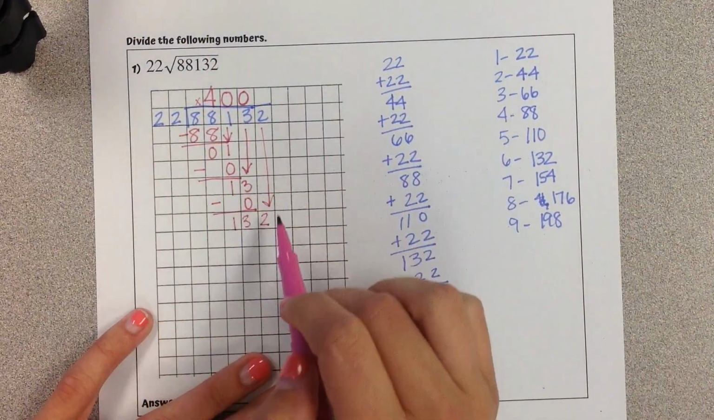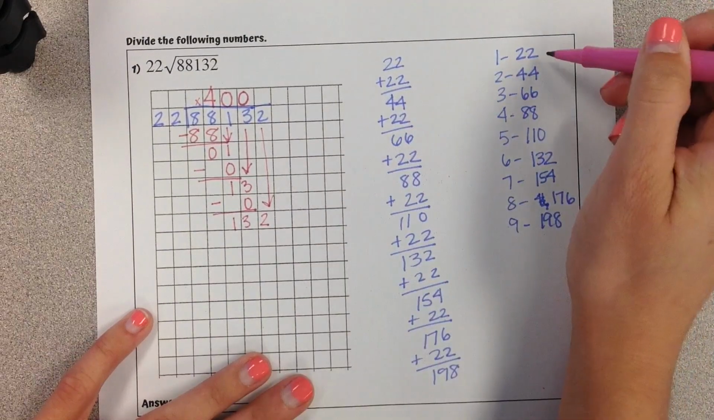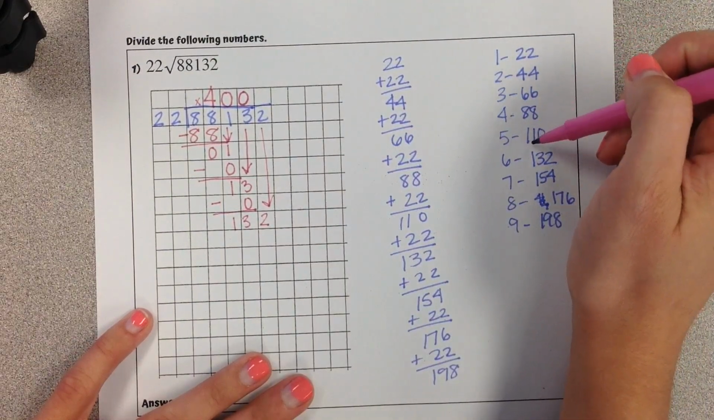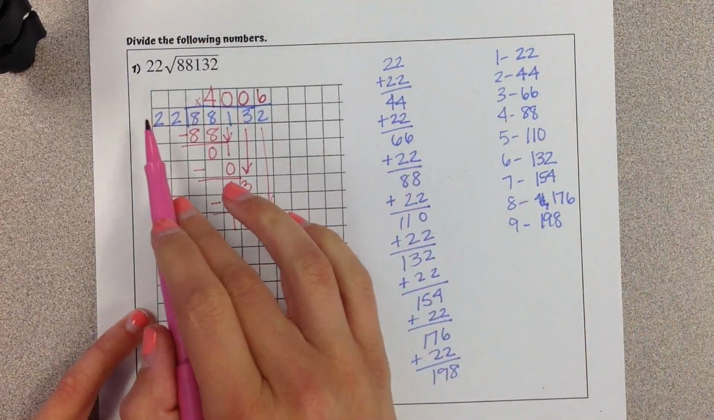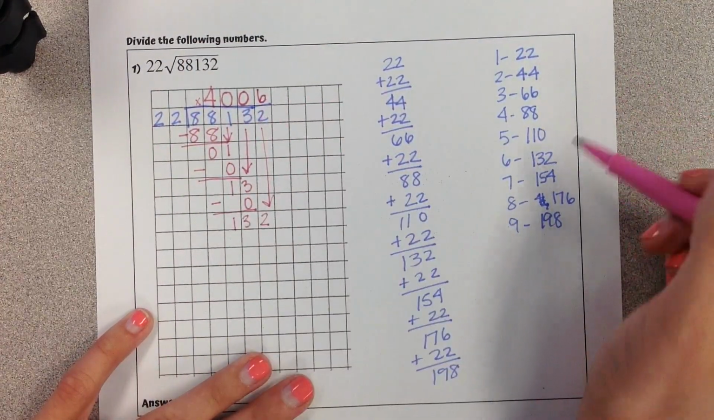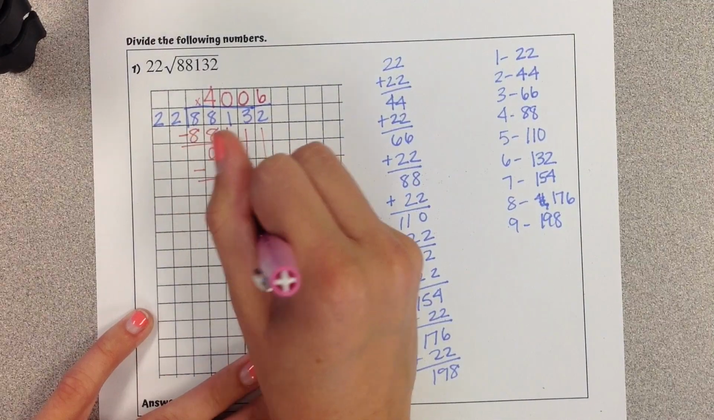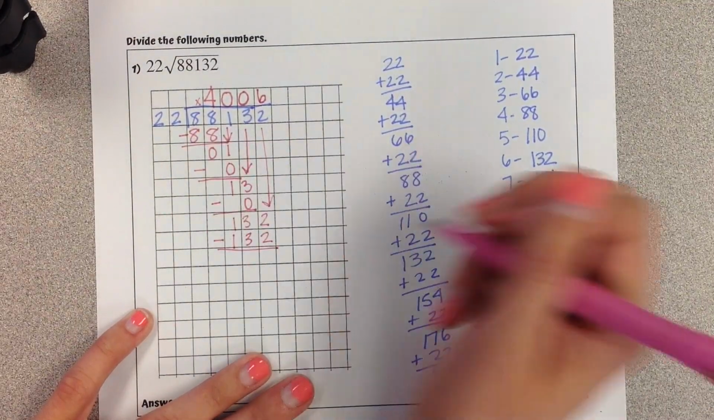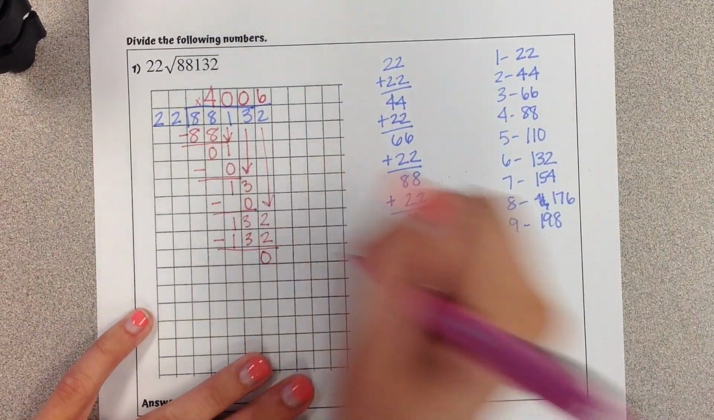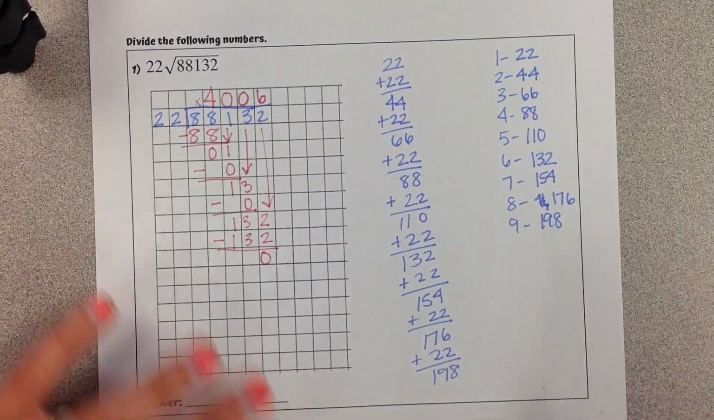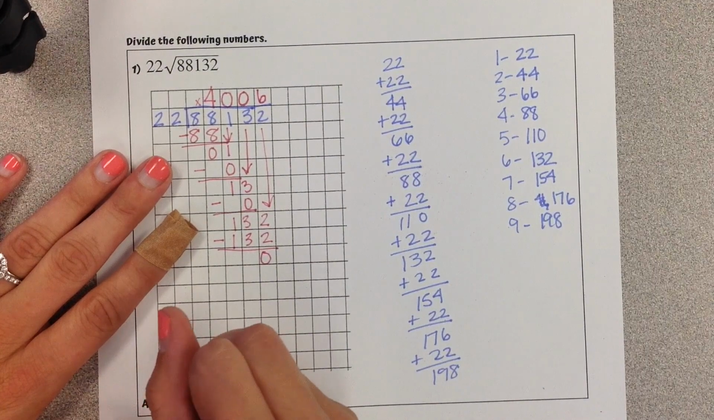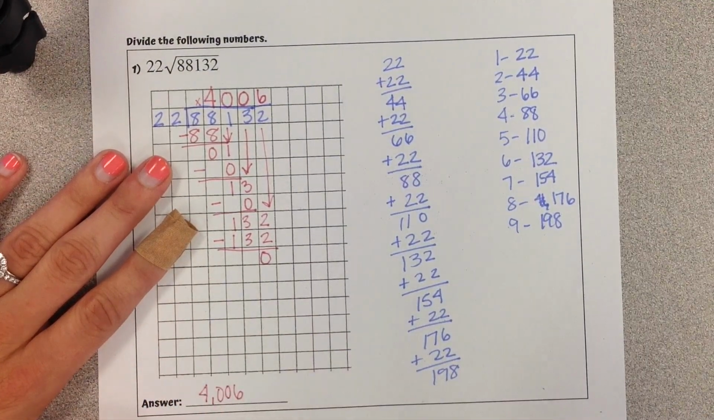How many times does 22 go into 132? Goes in 6 times. 22 times 6 was 132. Then we subtract. 132 minus 132 is 0. So we have a remainder of 0. We don't need to add any decimals. Our answer is just 4,006. Let's try it one more time before you go off on your own.